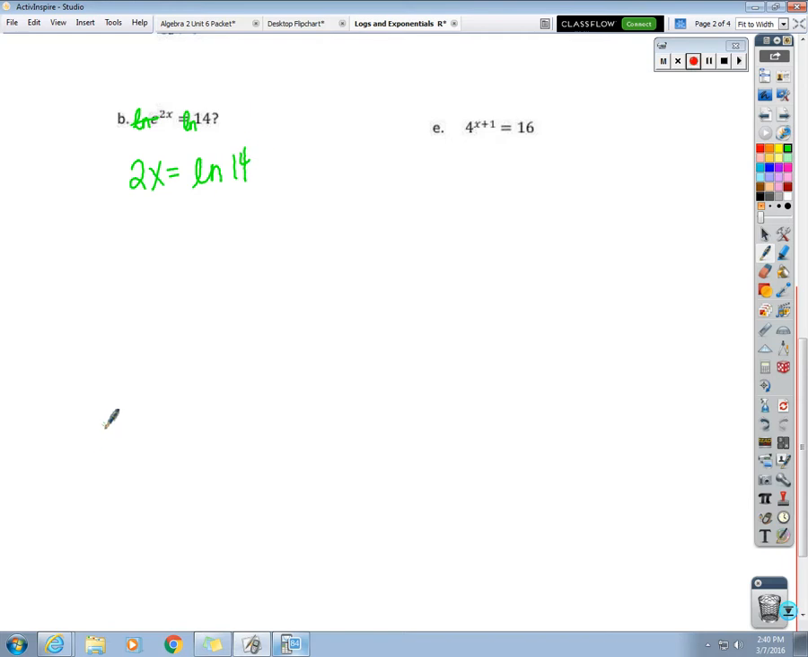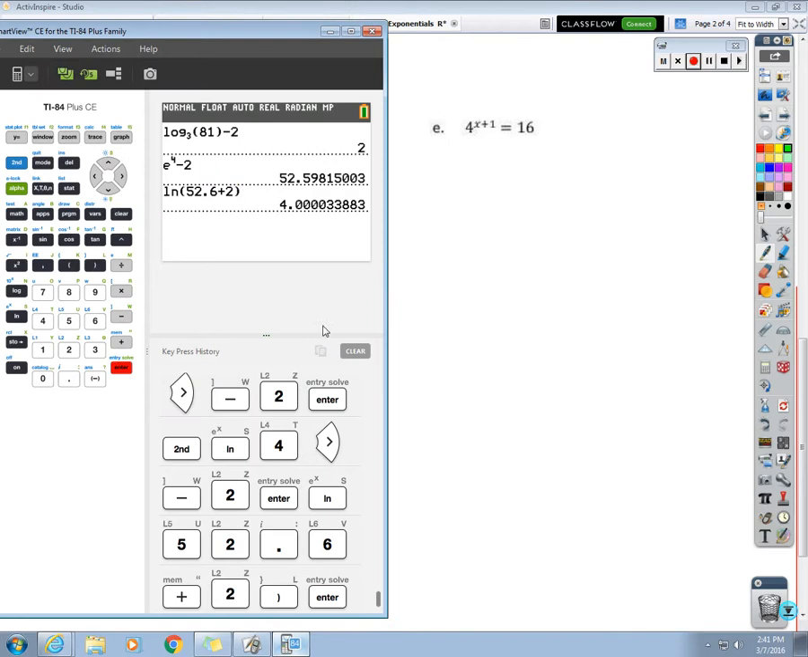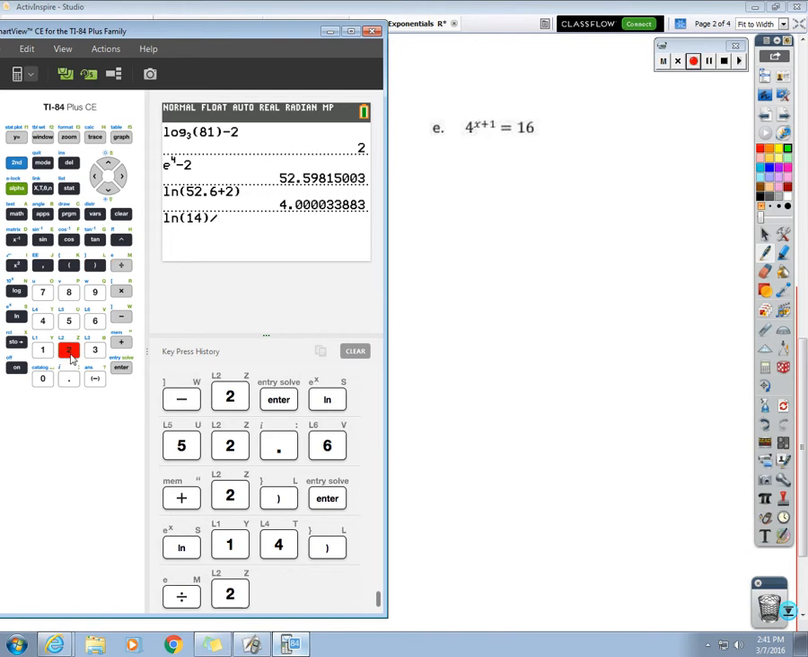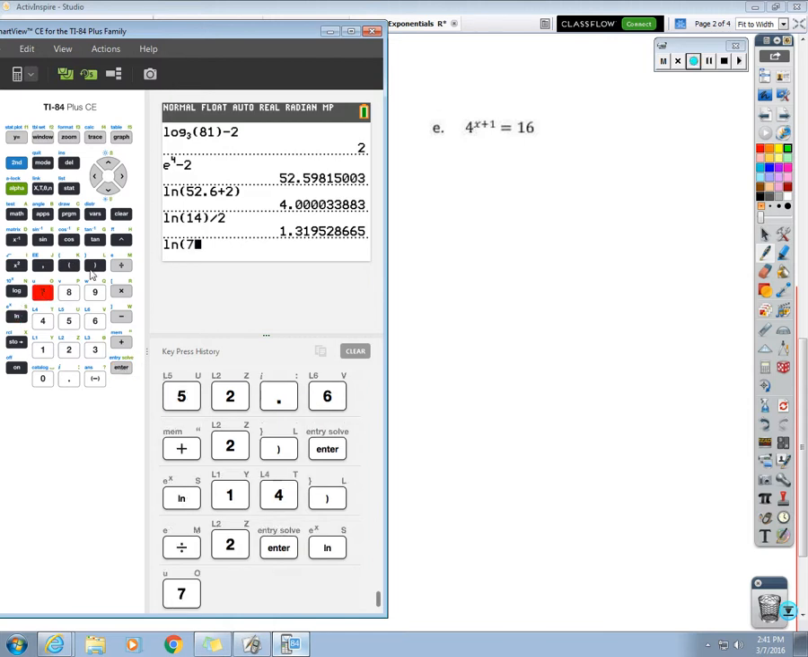Some of you are not paying attention. Now what do I do to solve for x? Divide by 2. Now this is very important. I see this mistake a lot. This is not the natural log of 7. This is the natural log of 14, all divided by 2. So watch when I type it in. The natural log of 14. It is very, very important that you close the parenthesis here. That way the calculator knows that you're dividing all of that by 2. Because otherwise, if you don't close the parenthesis, your calculator thinks you're taking the natural log of 7.